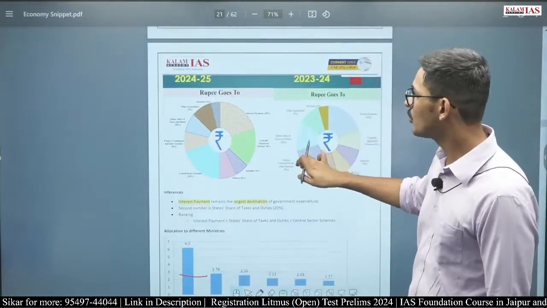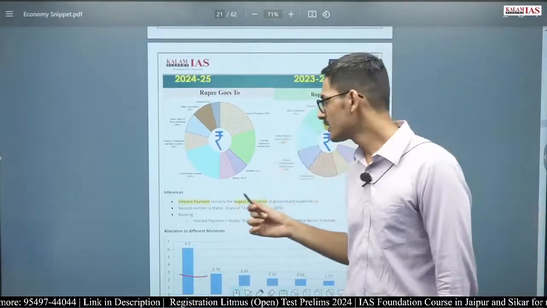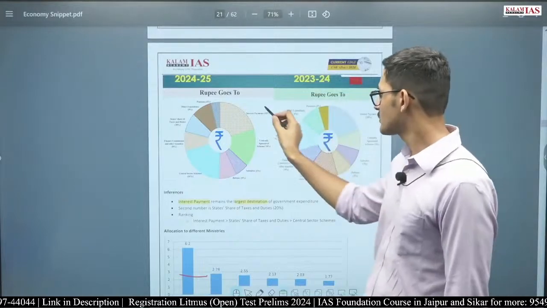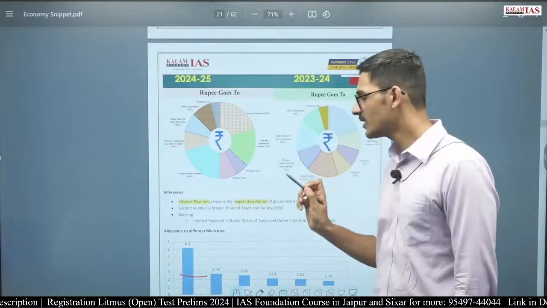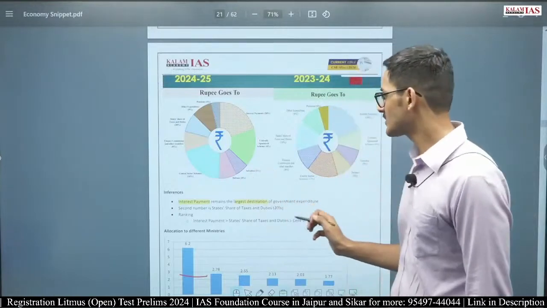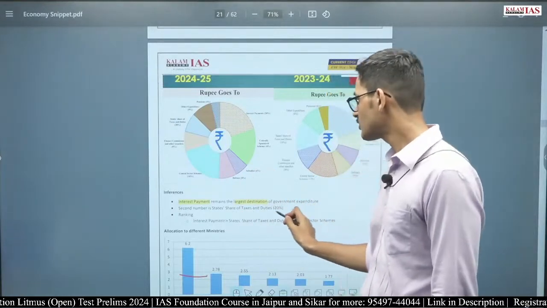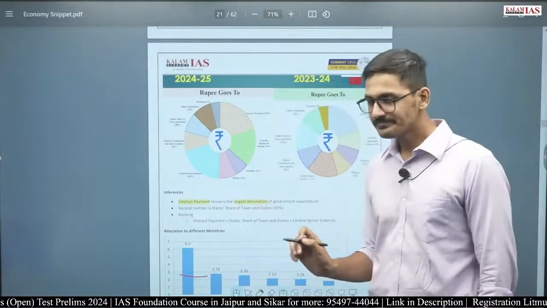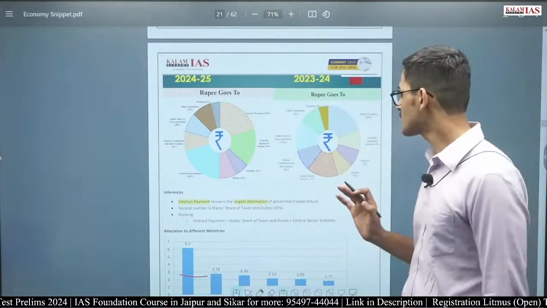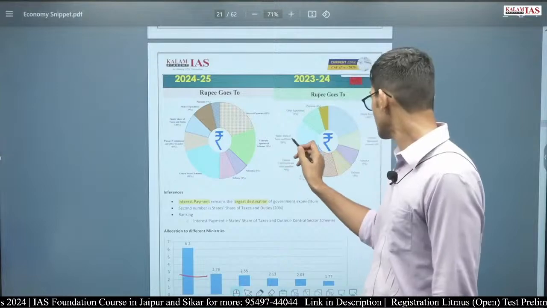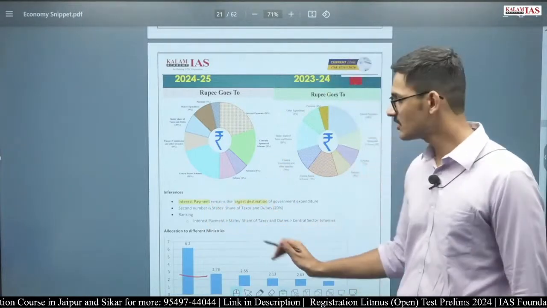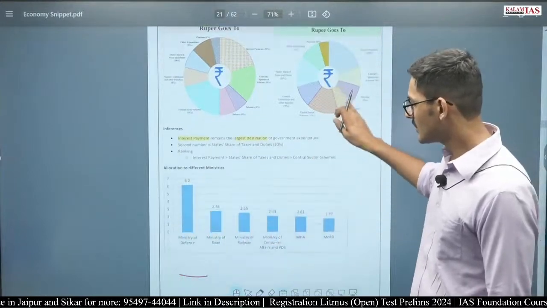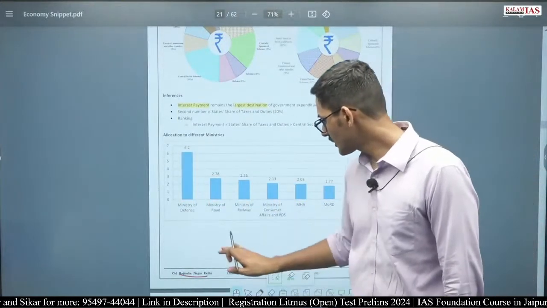Now, where does the rupee go? That is the expenditure side of the government. The biggest expenditure is interest payment. Interest payment was 20% last year. This year also it is the interest payment. And the second biggest expenditure is state share of taxes and duties. That is also 20%. Last year it was 18%. This year it is 20%. So second biggest is state share of taxes and duties. Other than that, you do not need to know anything else.